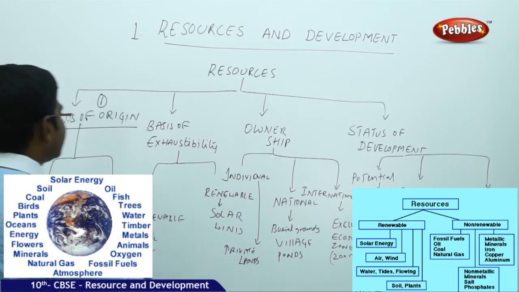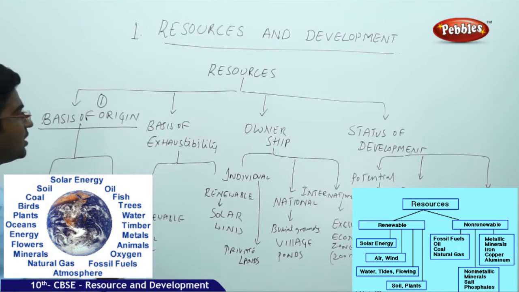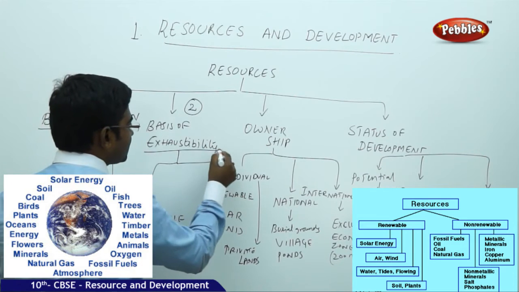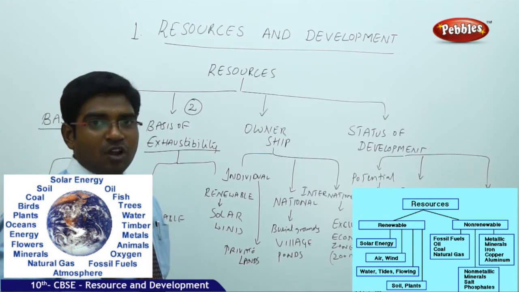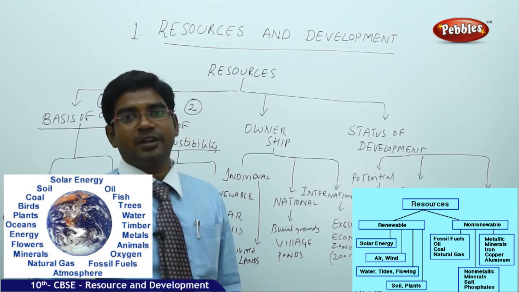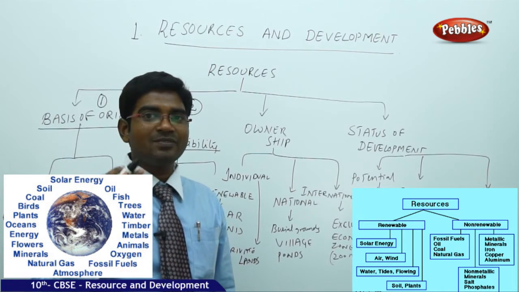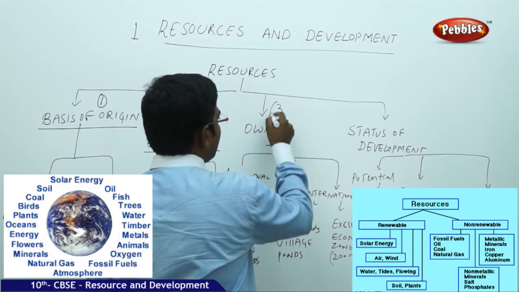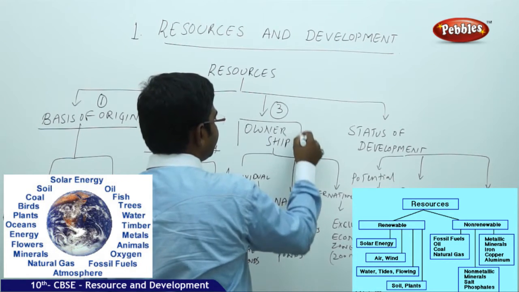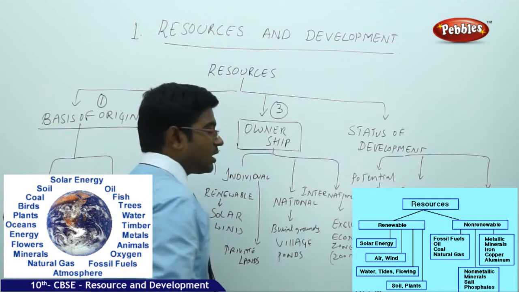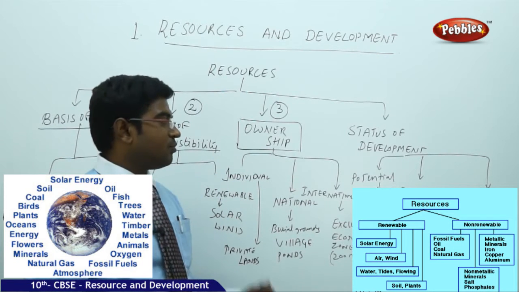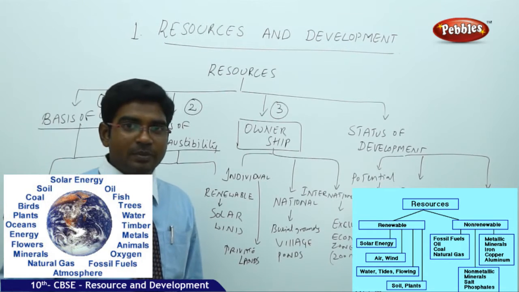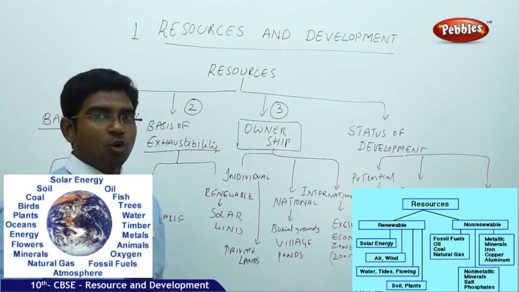That is the basic consideration for the first division. The second division is the basis of exhaustibility. After how much time does it get exhausted? How many times can we utilize this one? Later, basing on the origin is the third major division. Who is the owner of this one? First one is origin, second one is exhaustibility, third one is ownership.